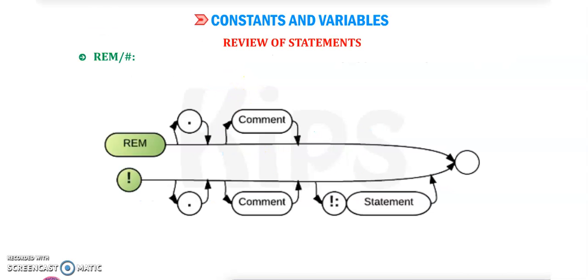So, a review of statements. First is REM. This is a statement used to write a comment in the program that does not get executed. It is only for when we have to write some explanation or comment for a program. Next is the print command. It is used to display numbers, text or messages on the output screen. Next is CLS. The CLS statement is used to clear the output screen. The input statement is used to accept a value from the user and store it in a variable.